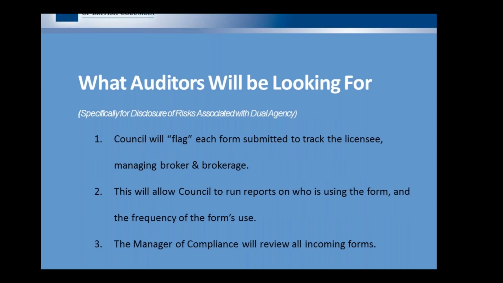The council will flag each of the forms submitted by a managing broker that explains why dual agency is being practiced. And it'll track the licensee, the managing broker, and the brokerages. So there are certainly instances where it's going to be appropriate, but in most circumstances, dual agency will not be practiced. This will allow the council to run reports on who's using the disclosure of risks associated with dual agency and the frequency of the forms use.